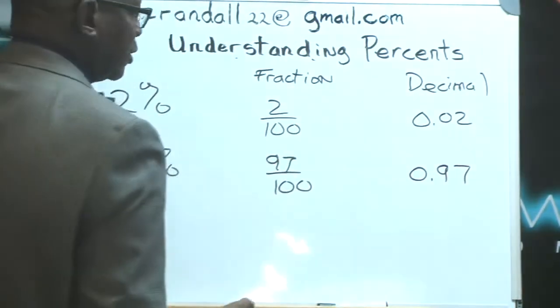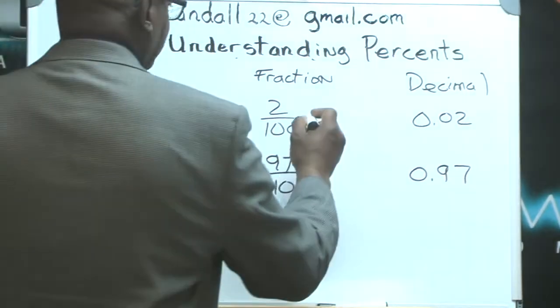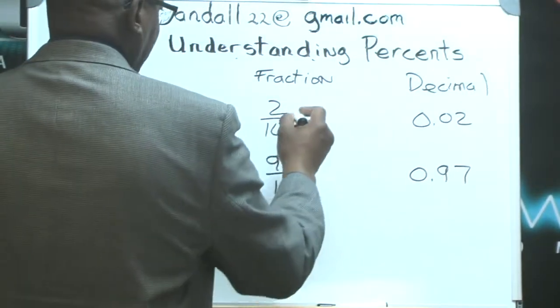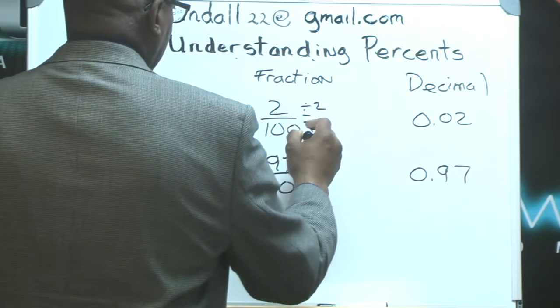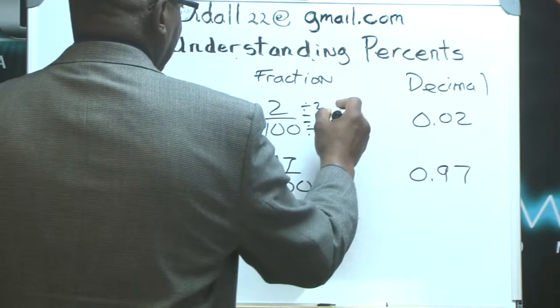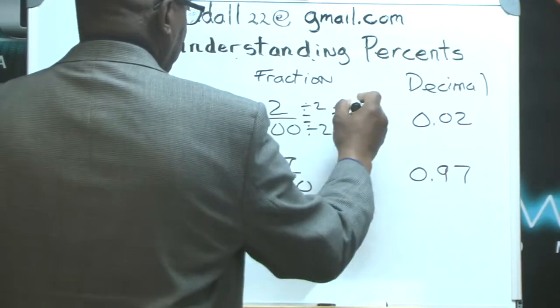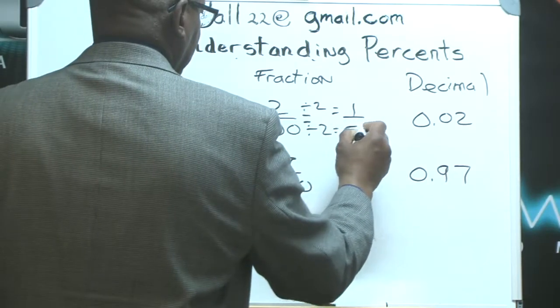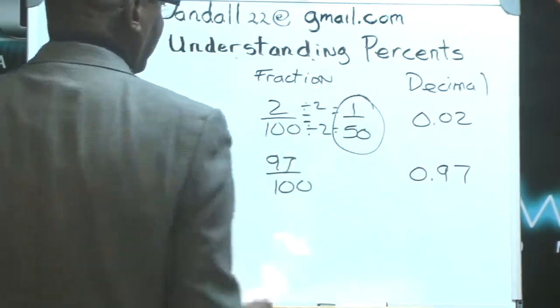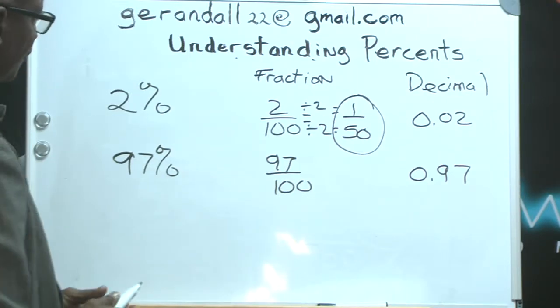Now of course, teacher wants you to hand in your fractions in simplest form. For 2 over 100, the largest factor would be 2. Again, basic facts. 2 divided by 2 is 1. 100 divided by 2 is 50. So that would be the fraction, handed in simplest form.